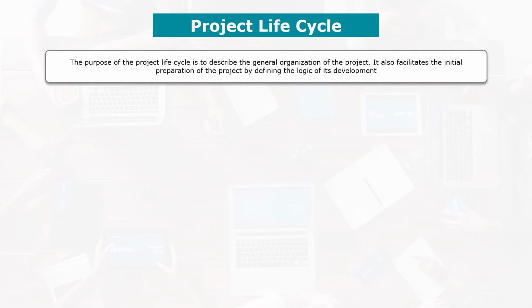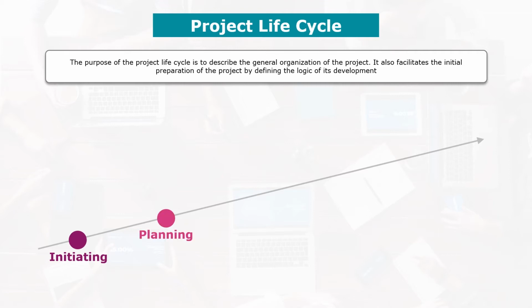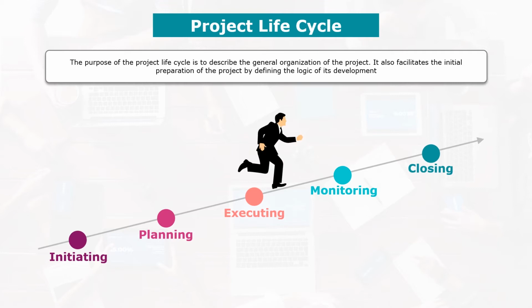So it is a life cycle which is made up of 5 phases or stages, which are the initiating phase of the project, the planning phase, the executing phase, the monitoring and controlling phase, then finally the closing phase. So now let's talk about the details of these 5 phases or stages of the project life cycle.